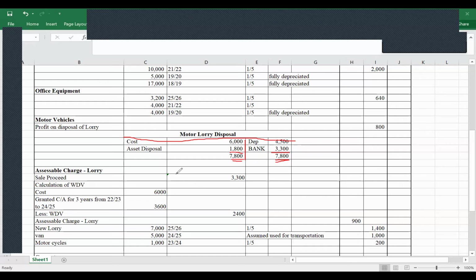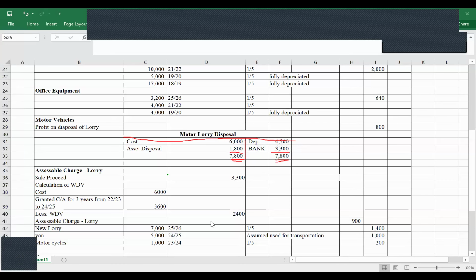Then we have to calculate the profit according to the Income Tax Act. Now we know the sale proceed, that is 3.3 million. Cost of the asset is 6 million. We have already granted capital allowance for this lorry. I am not considering the book depreciation, but the capital allowance value we have already granted.